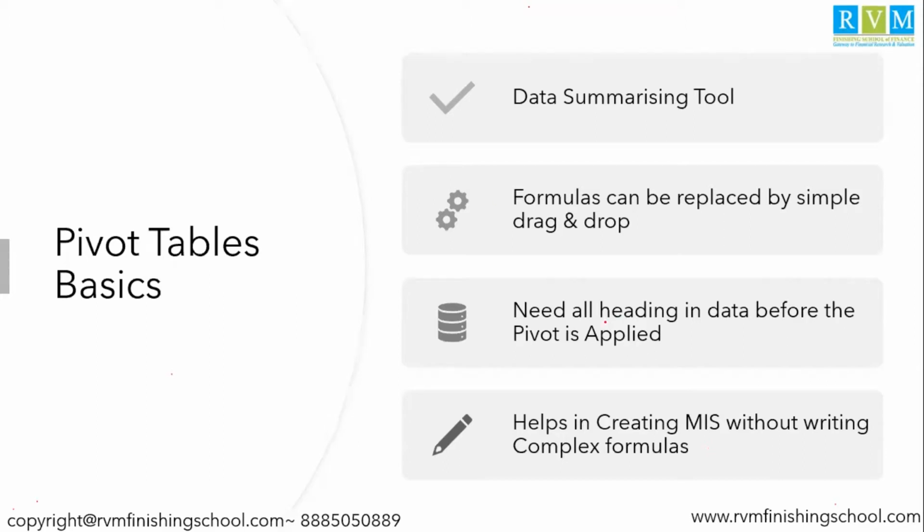You need all headings in data because that is what I said in the beginning. Data is clubbed through headings, and you can create MIS without using complex formulas. Let me show you how we do something using formulas, then how we do it with pivot tables, and then I'll help you use pivot tables to segregate Nifty 100 data.